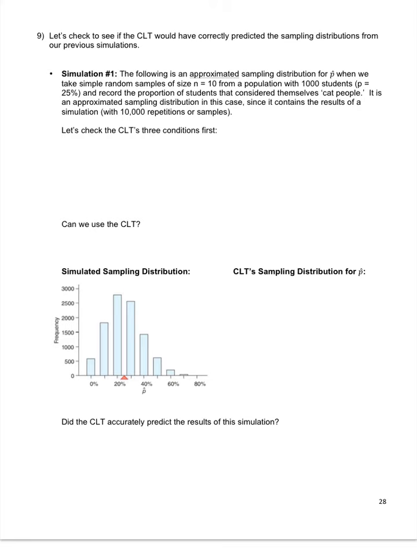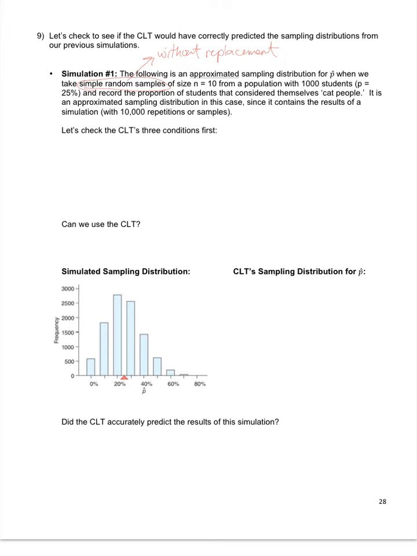All right, so let's check to see if the central limit theorem would have correctly predicted the sampling distributions from our previous simulations. So simulation number 1. Following is an approximated sampling distribution for p hat. We take simple random samples. And keep in mind, simple random samples tells us that it was done without replacement. So it's going to make checking that third condition really important.